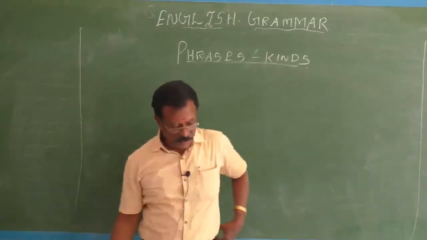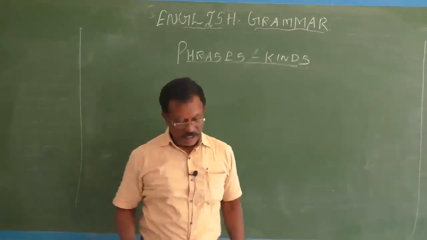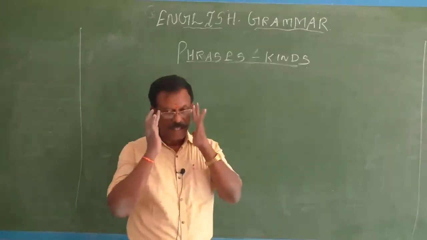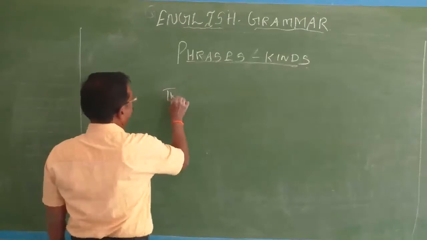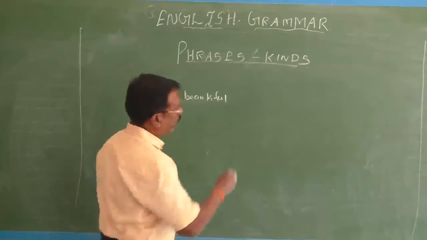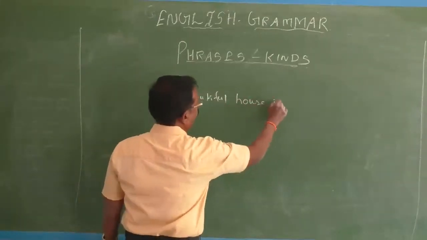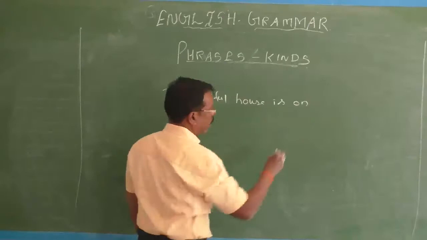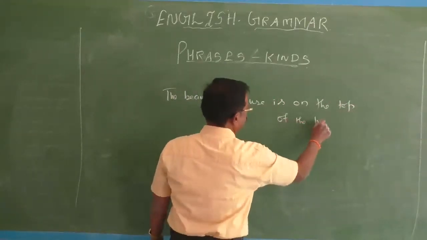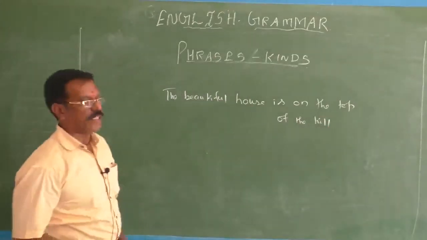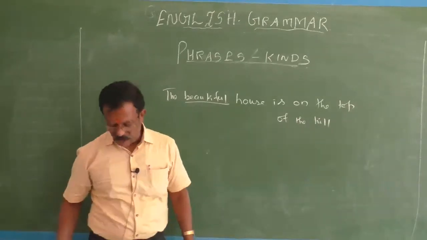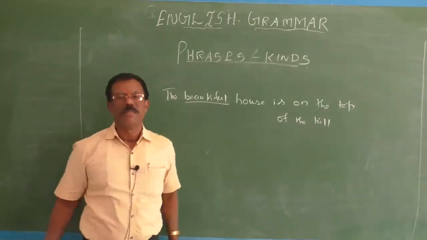Adjective phrase, for example, the beautiful house is on the top of the hill. Here I have given you a sentence. You just go through the sentence, children. Beautiful is an adjective. Beautiful house. See, the house is described by the adjective beautiful.